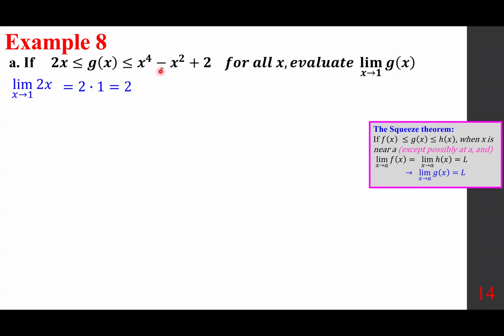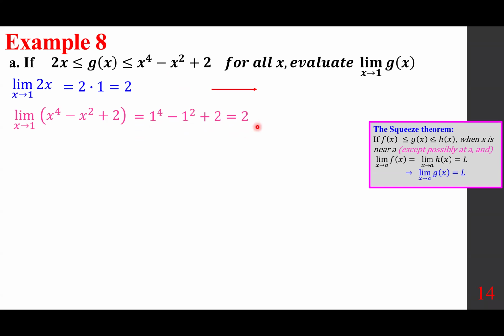We're going to look at the right side. This is h of x in essence, and take a limit as x approaches 1. So this is 1 to the power of 4 minus 1 squared plus 2. And as you can see, this is 1 minus 1. They cancel each other. The answer is 2. Are these two the same? Yes.